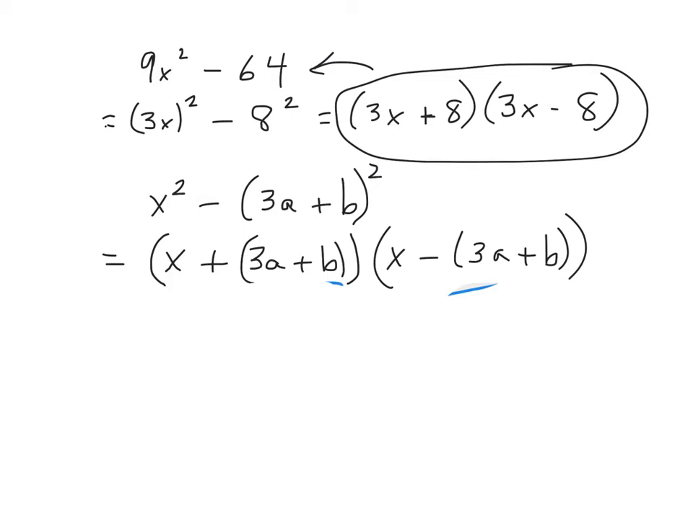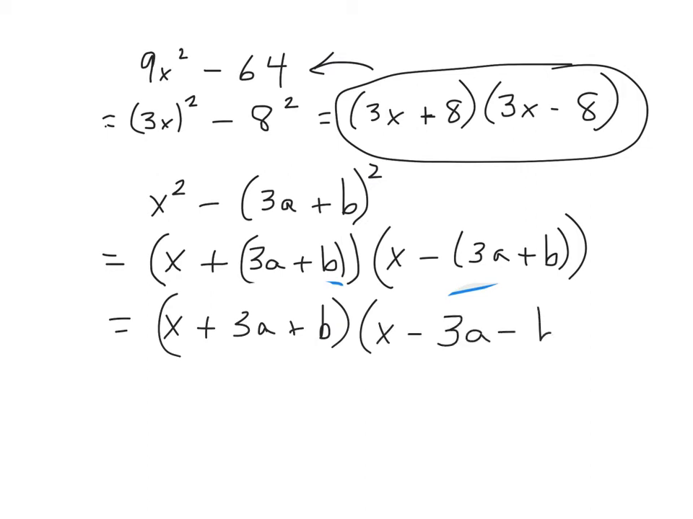So going back, that will give us x plus 3a plus b, and then distributing the subtraction, or the minus sign, through the parentheses, this set of parentheses will turn into x minus 3a minus b. So that is the correct factorization for that particular problem. Let's try one more.